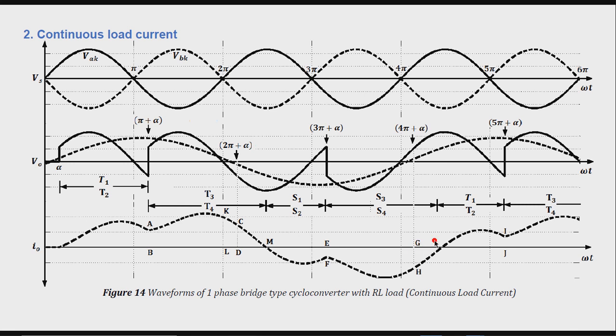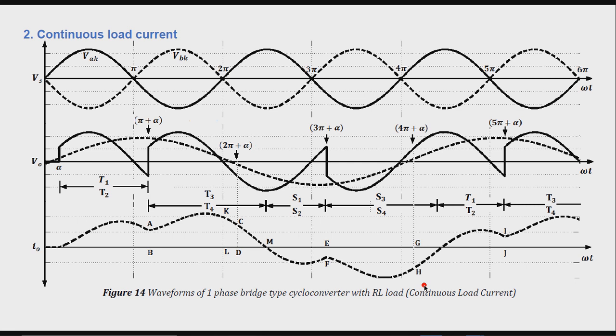So at omega t equal to 4 pi plus alpha, this is because with S3 and S4 on, the load voltage is negative, for two negative half cycles of the output voltage and output current I naught, as shown in the figure. It is seen from the load current waveform that I naught is symmetrical about the omega t axis. The positive group of the voltage and current wave consists of two pulses, and the same for the negative group: two pulses for the positive group and two pulses for the negative group.